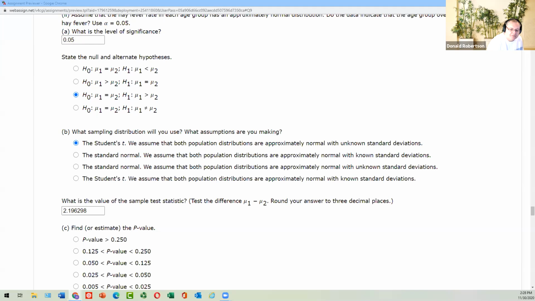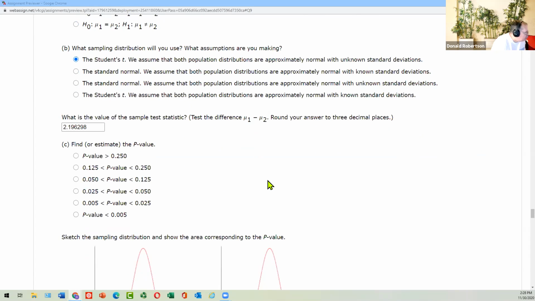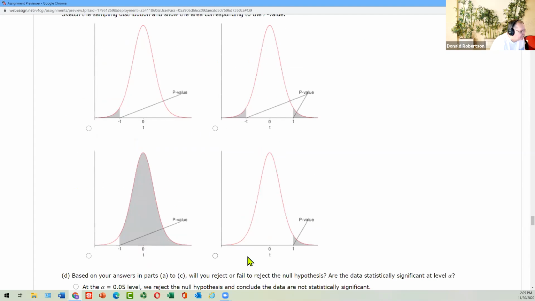I have a p-value of 0.018. It's this group here. 0.018 is in that range. And we're looking for a bigger than, so it'll be this one.